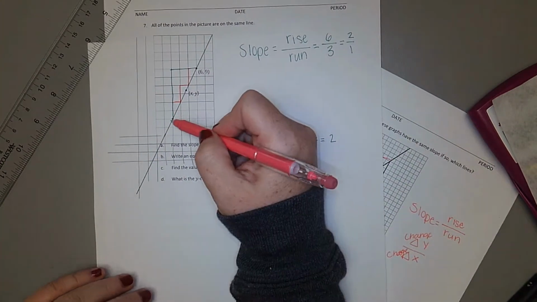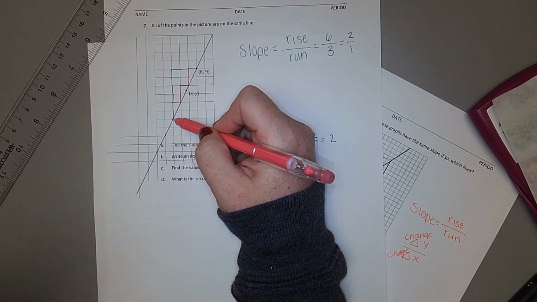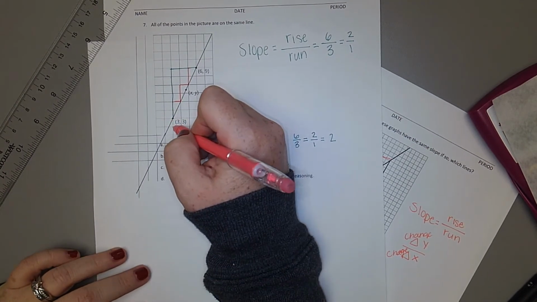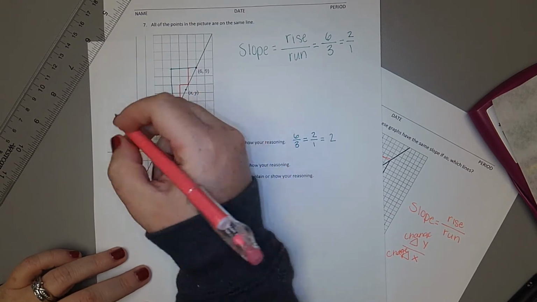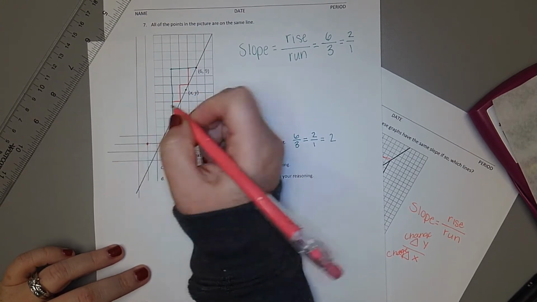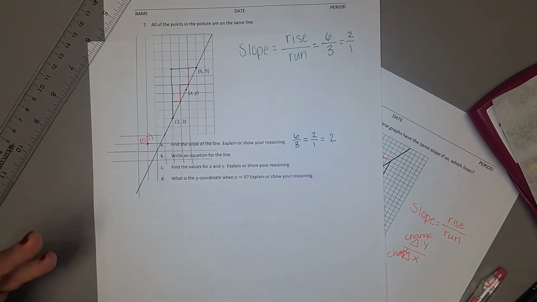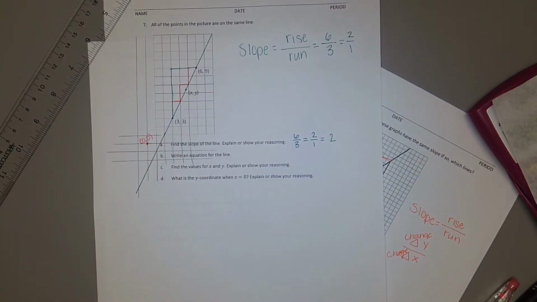So if this is 3, 3, to get to my origin, I need to go down 3, left 3. 1, 2, 3, 1, 2, 3. This would be my origin. This is 0, 0. Just so we know where it's at.